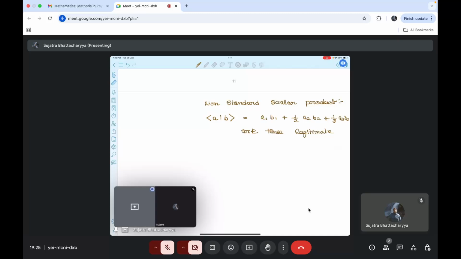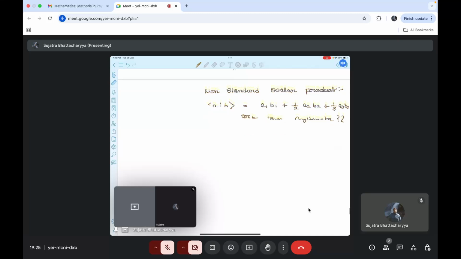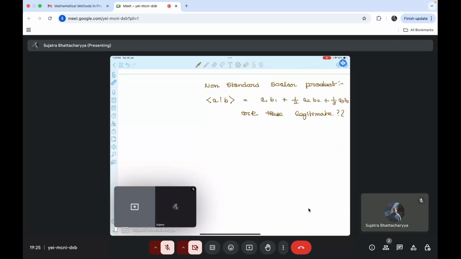The standard scalar product will be what? A1 B1 plus A2 B2 plus A3 B3, like that, right? But are these legitimate, these non-standard scalar products? Yes, they are. So you can see that.